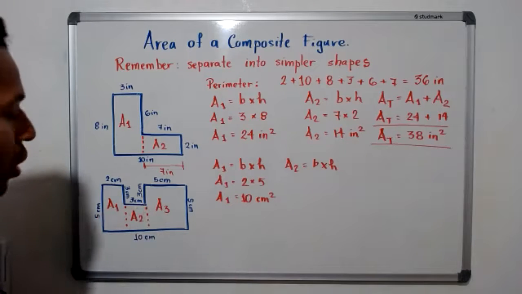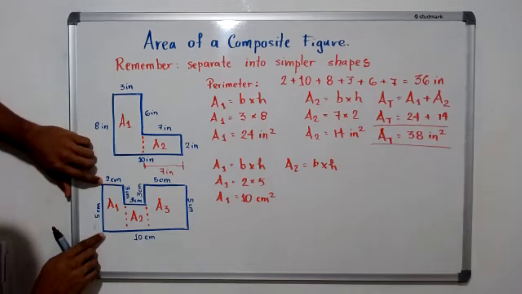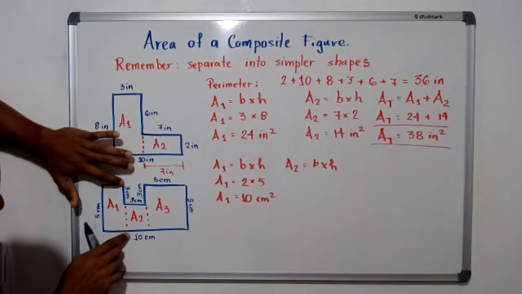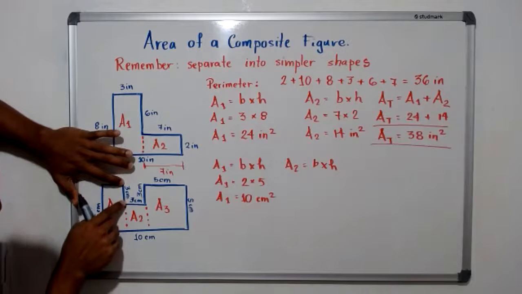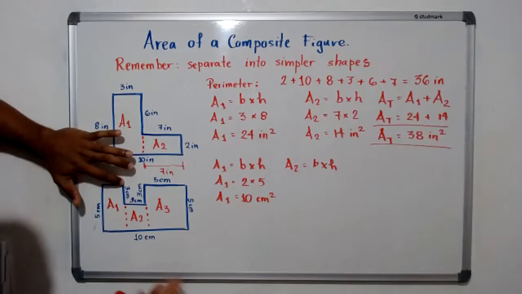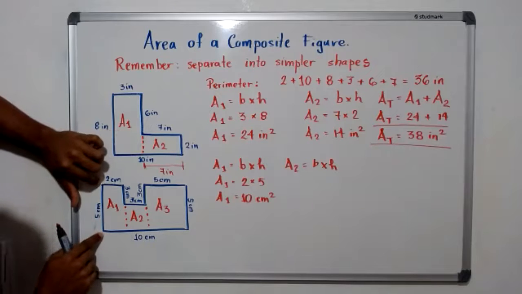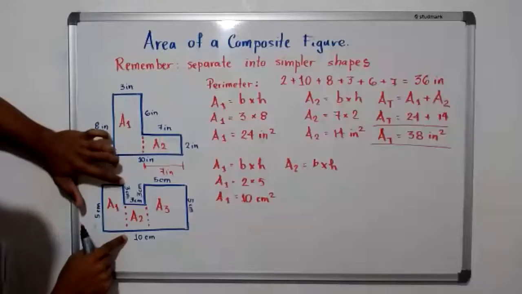Professor, why 2? Because we have 5 here in the complete line, and in the second line we have just 3 from here. To complete 5, what do we have? 2 more. 2 centimeters more to complete 5 centimeters, okay?